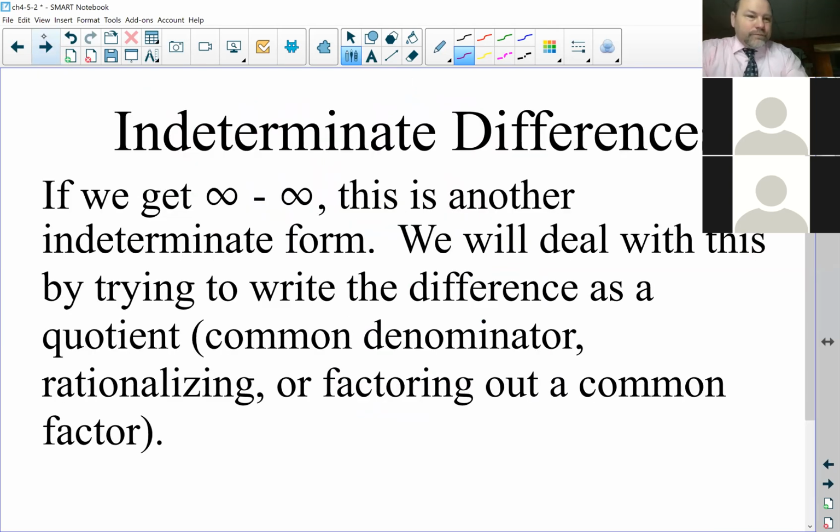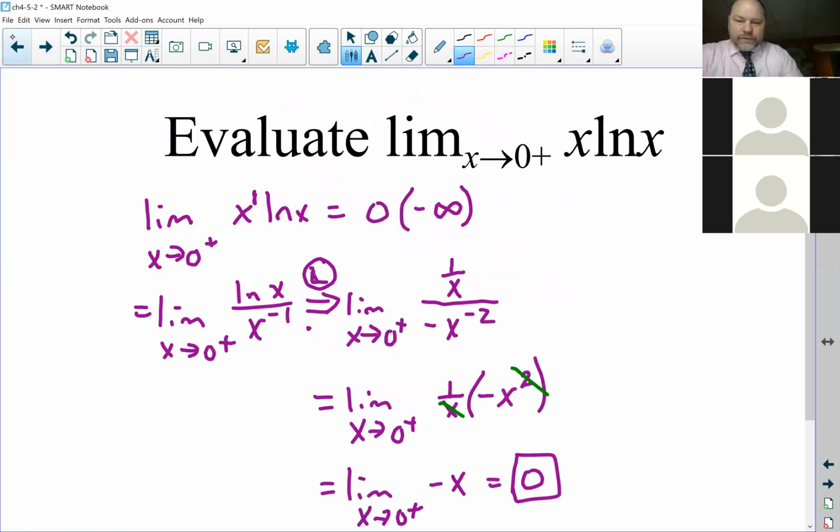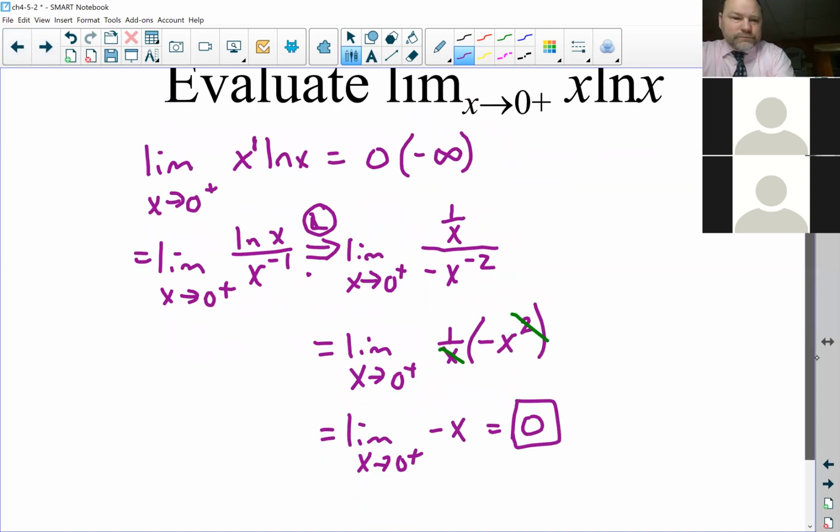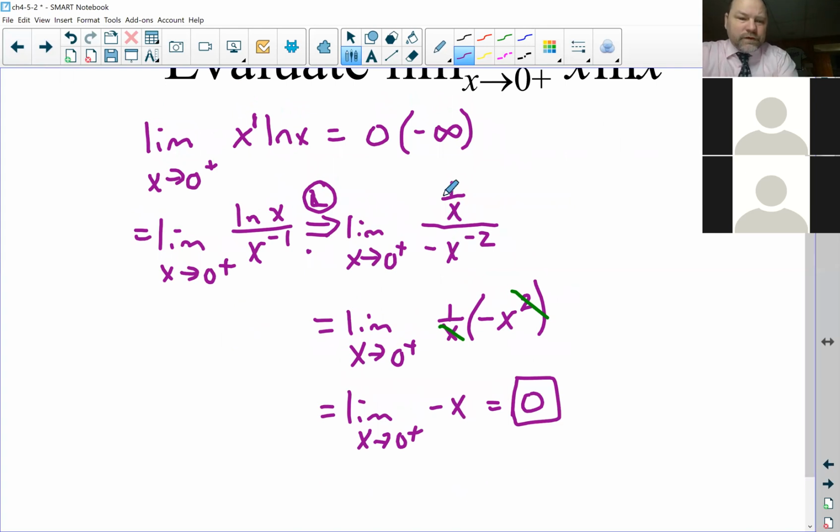So when you rewrote that, Mr. Gingrich, how did you get 1 over x over negative x to the negative 2? Yep. So I took the derivative, right? The derivative of ln of x is 1 over x. And the derivative of x to the negative first, we bring the exponent down. So that's where the negative comes from. And take x to 1 less power. So if I take negative 1 minus 1, that's where the negative 2 comes from. Okay. Yep. All right. Thanks. Not a problem.